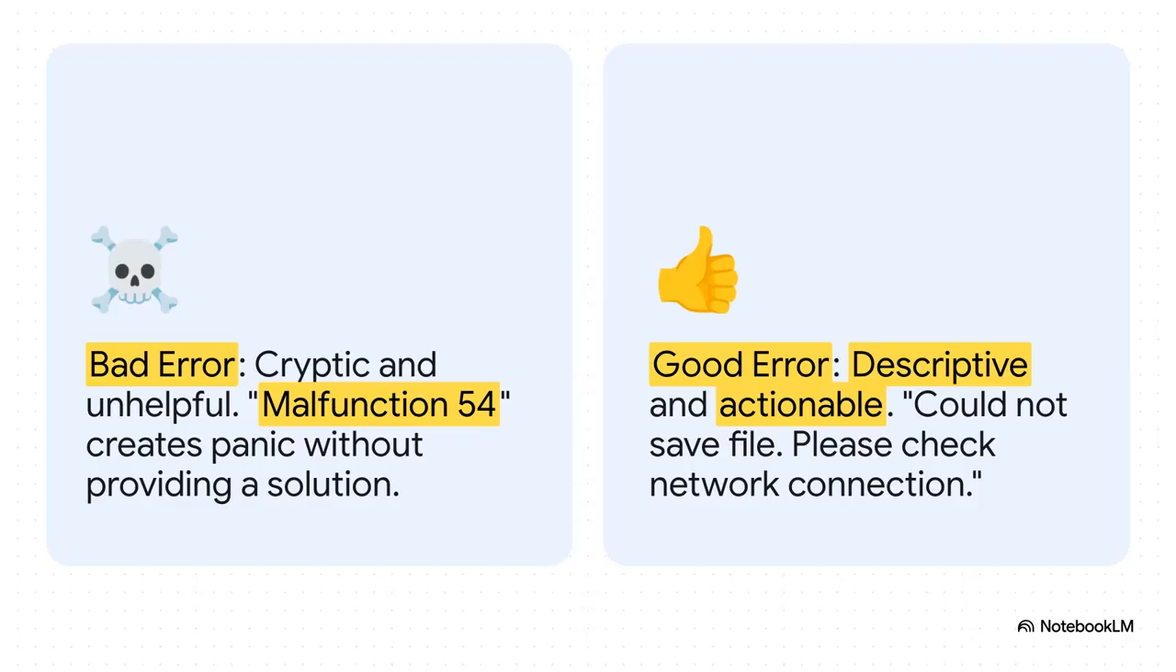And that brings us to the message itself. The difference between a bad error and a good one can literally be life and death. A bad one is cryptic, unhelpful, and it leaves you feeling powerless. But a good error message is descriptive, it tells you exactly what went wrong, it's actionable, it suggests how you might fix it, and it's clear so that absolutely anyone can understand what to do and feel like they're back in control.